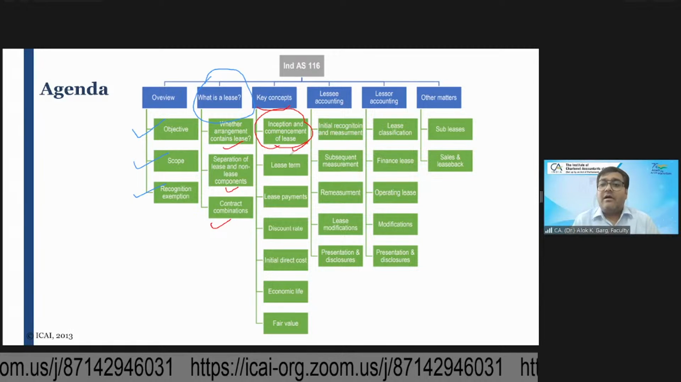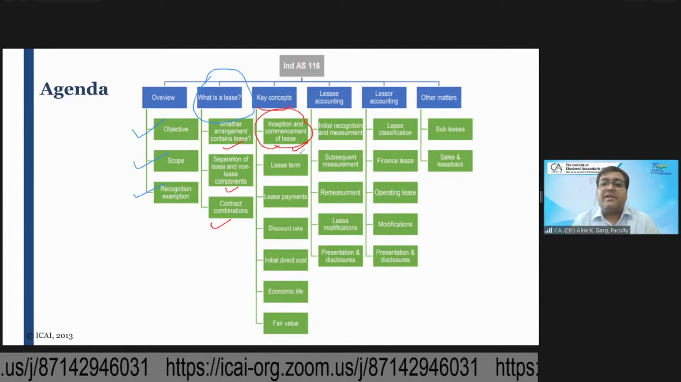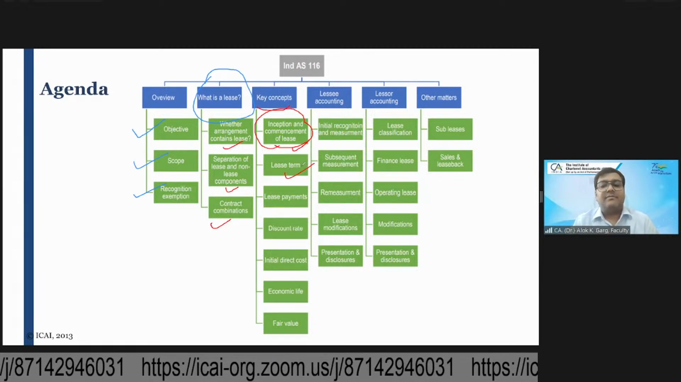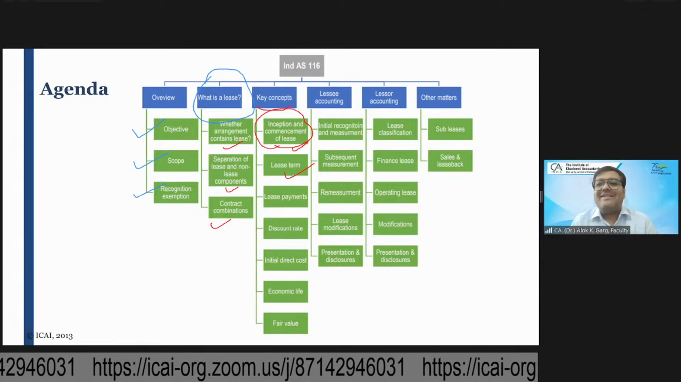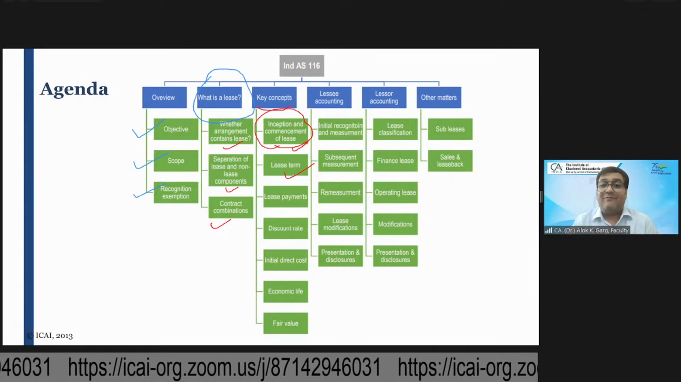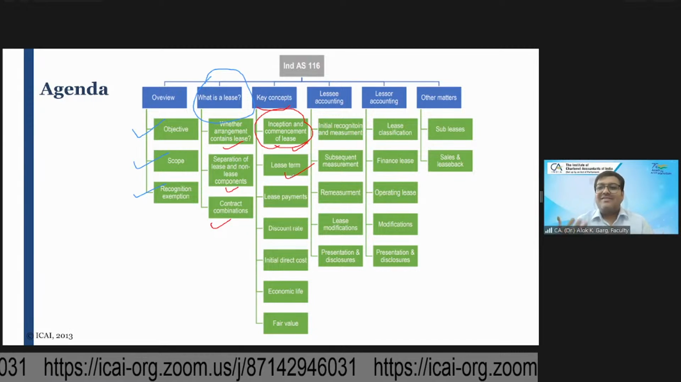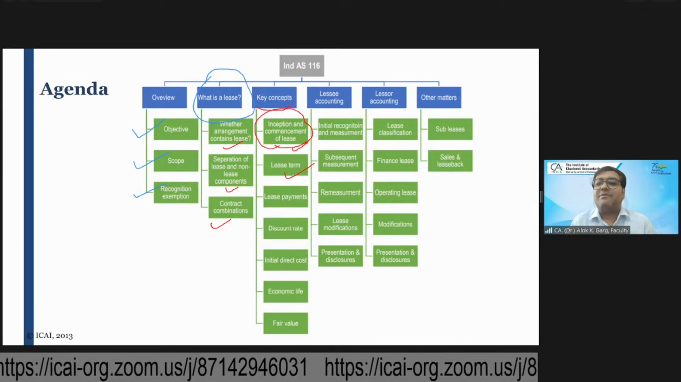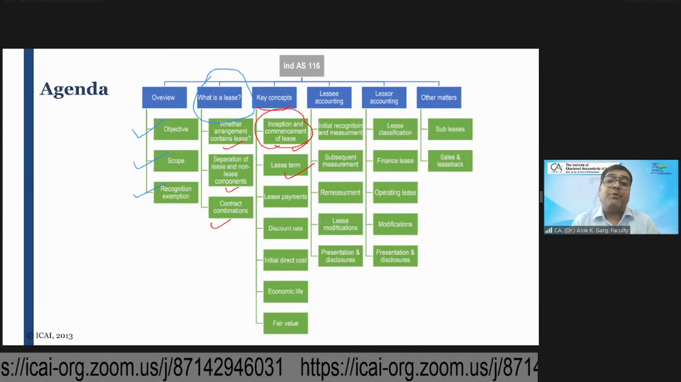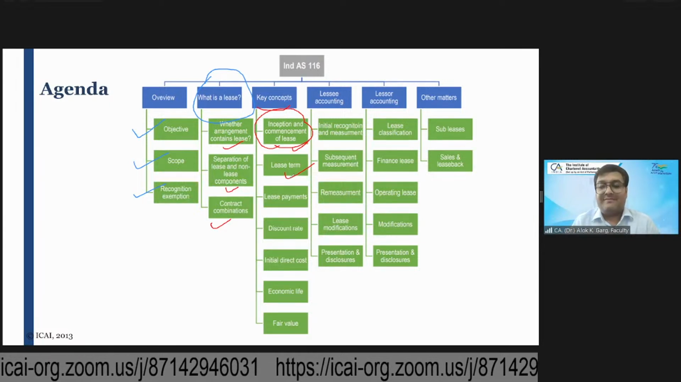Now, after understanding inception and commencement, we will discuss lease term, a very important aspect. If you are not aware about the lease term, how will you do the discounting? For what period will you consider the lease rent? For what period will you compute the present value factor? So computation of lease term is very important.